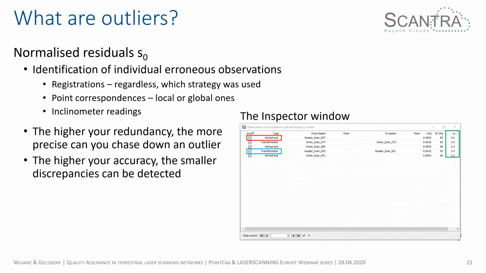The second very important piece of information is the higher your accuracy, the smaller the discrepancies that can be detected. Again, as I showed earlier with the example of a chassis, if you should detect, let's say, the thickness of varnish on this car, and you use a tape measure made of paper, you will not be able to do this. Therefore, you need the accuracy, for instance, of the laser tracker.